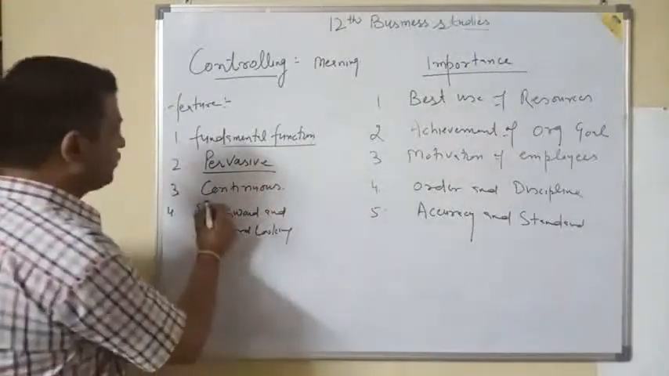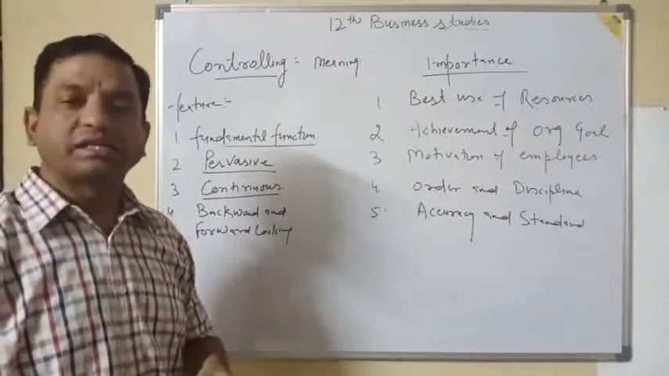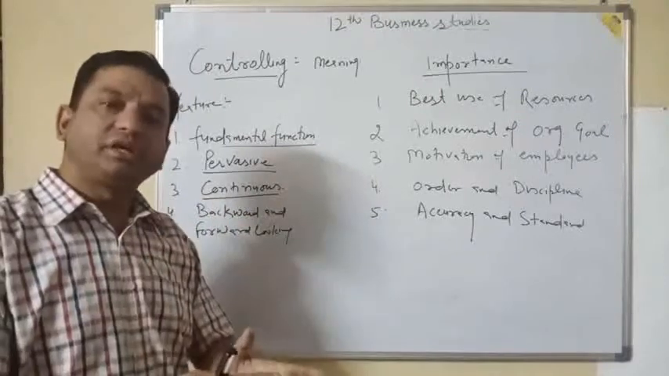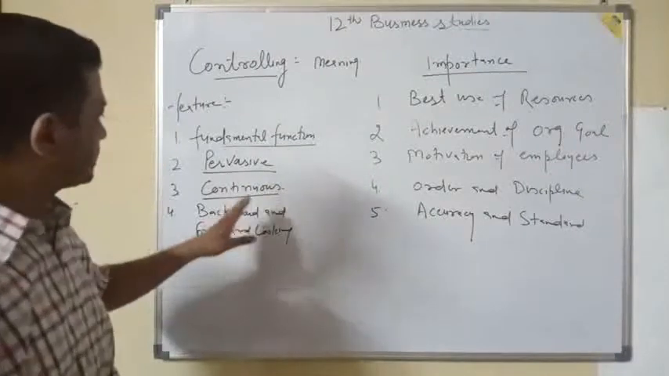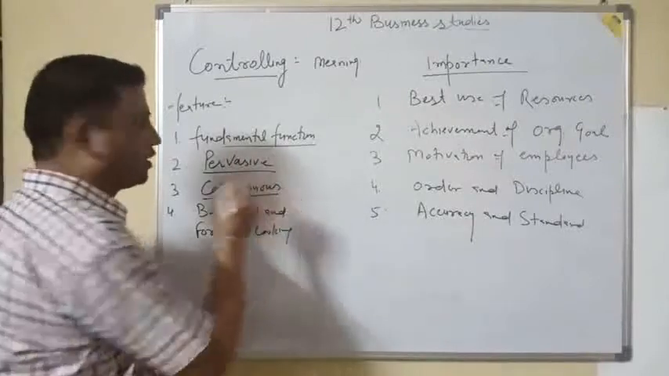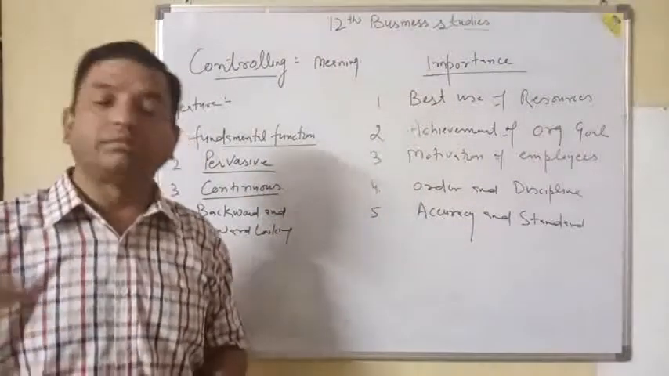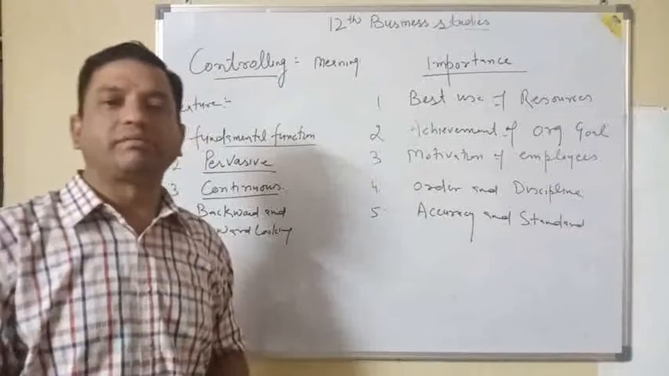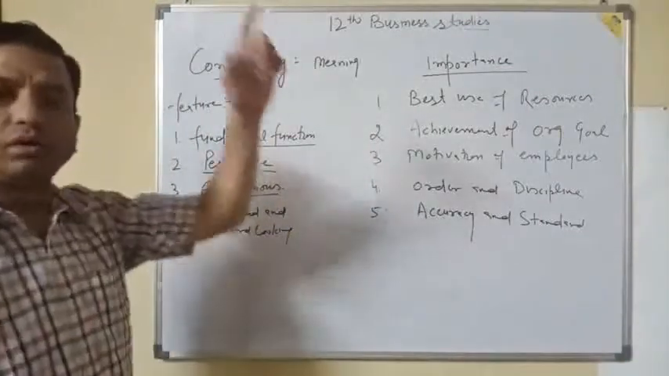Third is, it is a continuous activity. It is not the case that one activity is being controlled and that's all. One activity is being controlled, then the next activity will come, then the next activity will come. Controlling will keep on moving. It is a never ending or continuous process. Like, first the target of the month of August is being controlled, then the target of the month of September will come, then October will come. It will never end. It will keep on moving.